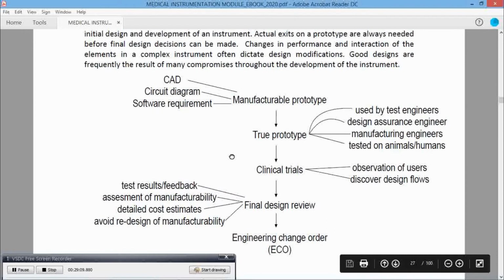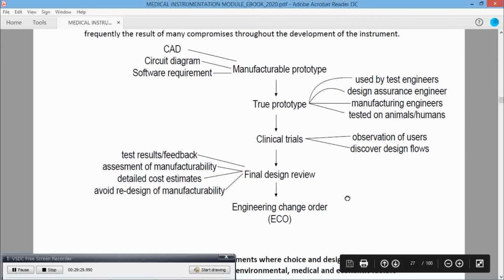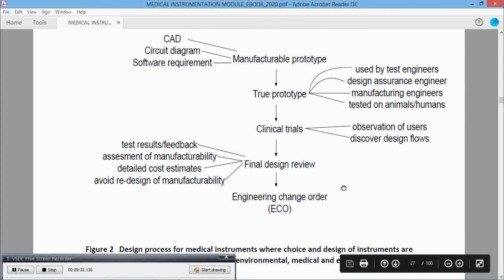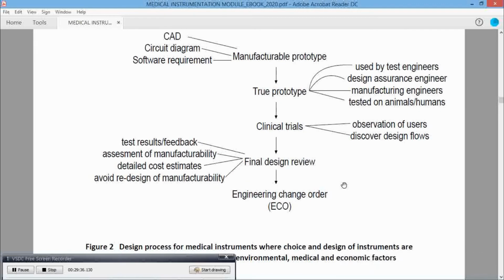Actual tests on prototypes are always needed before a final design decision can be made. Changes in performance and interaction of the elements in a complex instrument often dictate design modification. Right? Good designs are frequently the result of many compromises throughout the development of the instrument. So let's look at this. This is the figure.